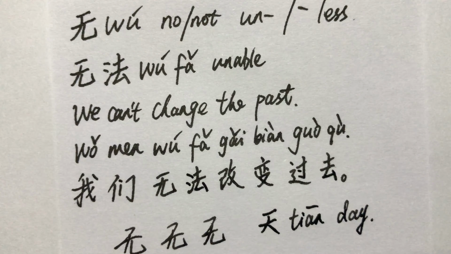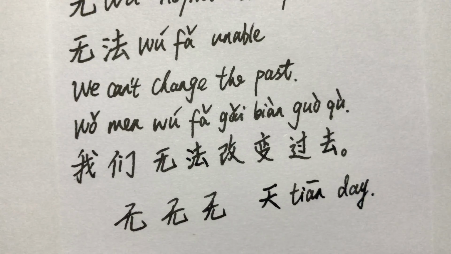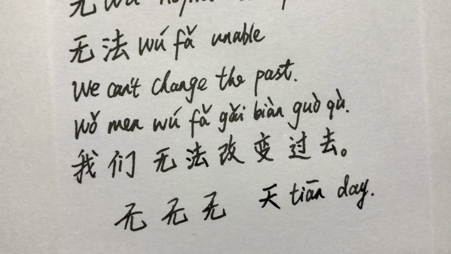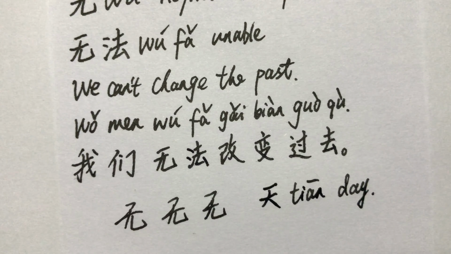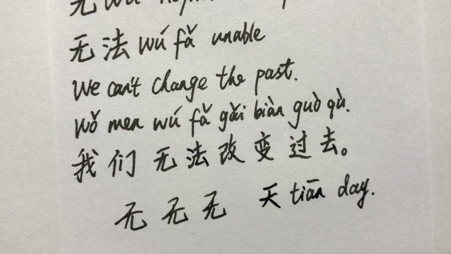无 no, not. 无法 unable. We can't change the past. 我们无法改变过去。Please comment any sentence with Chinese character 无.